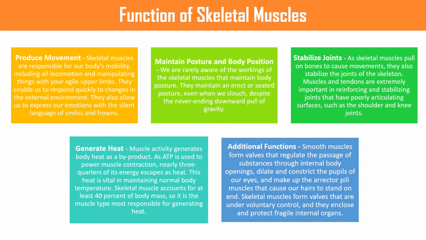Additional functions of muscles. Smooth muscles form valves that regulate the passage of substances through internal body openings, dilate and constrict the pupils of our eyes, and make up the erector pili muscles that cause our hair to stand on end. Skeletal muscles form valves that are under voluntary control, and they enclose and protect the fragile internal organs.